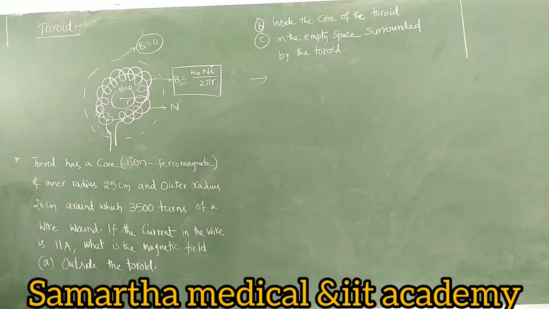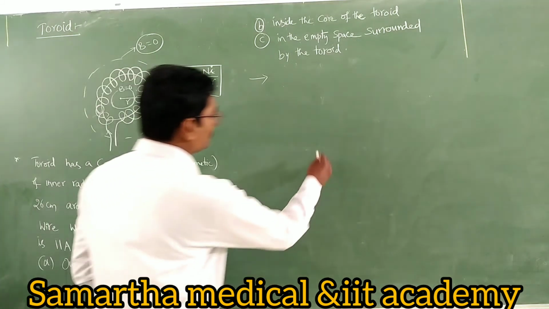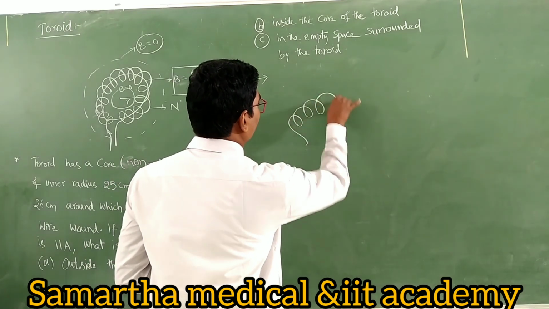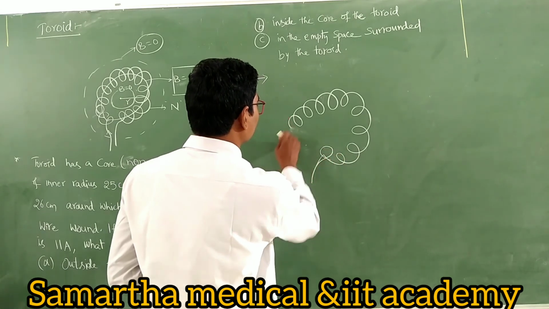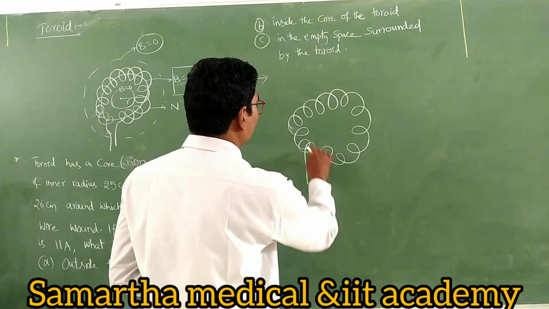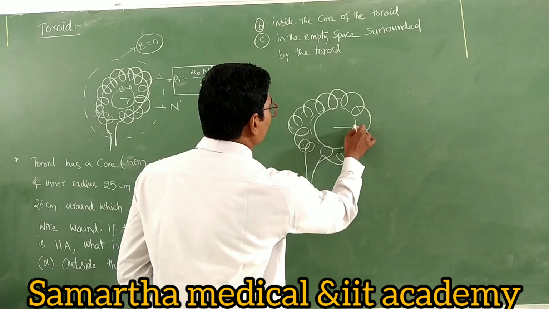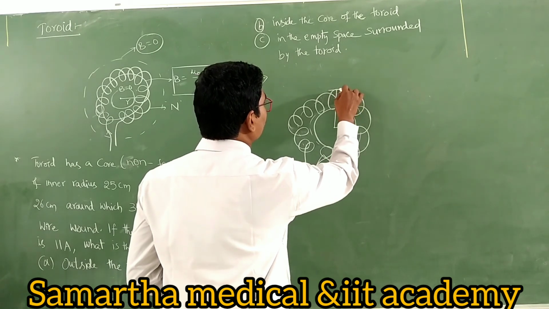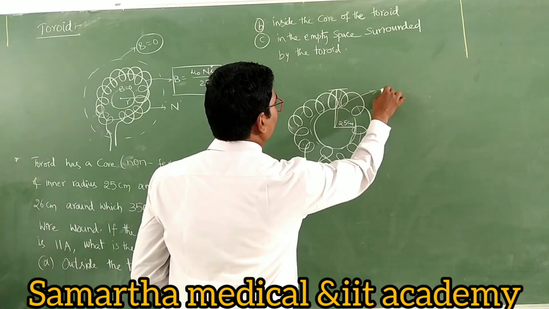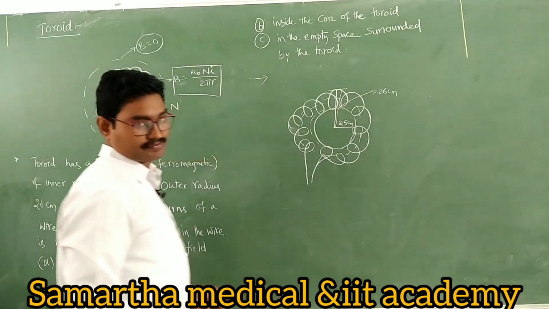A toroid has a non-ferromagnetic core of inner radius 25 centimeter and outer radius 26 centimeters. So see here, we have a toroid like this. For this, inner radius 25 centimeter, outer radius 26 centimeter. Then with the axis it will be the average value.